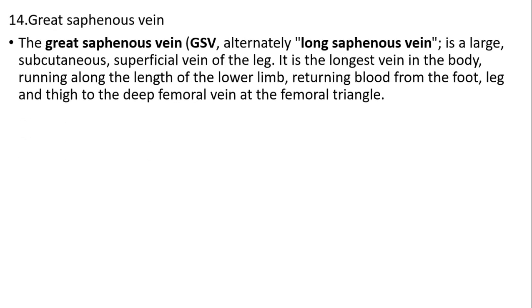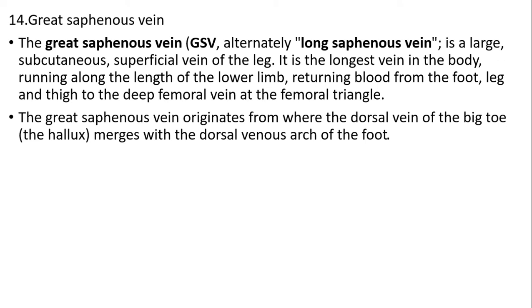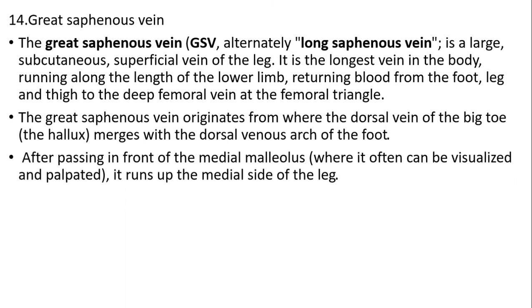Greater saphenous vein. The greater saphenous vein, alternately known as the long saphenous vein, is the large subcutaneous superficial vein of the leg. It is the longest vein in the body, running along the length of the lower limb, returning blood from the foot, leg and thigh to the deep femoral vein at the femoral triangle. The great saphenous vein originates from the dorsal vein of the big toe and merges with the dorsal venous arch of the foot. After passing in front of the medial malleolus, it often can be visualized and palpated.